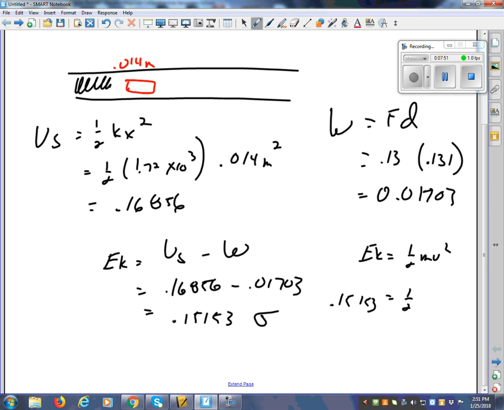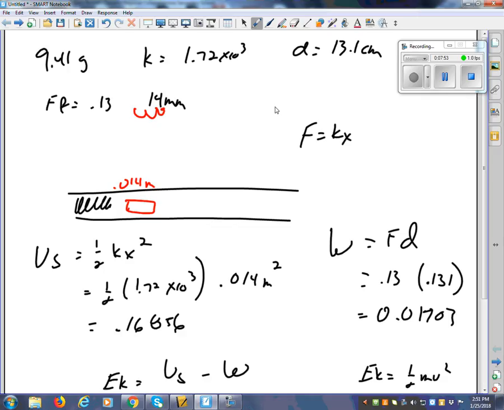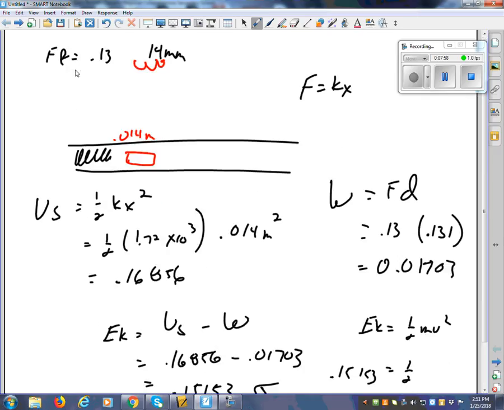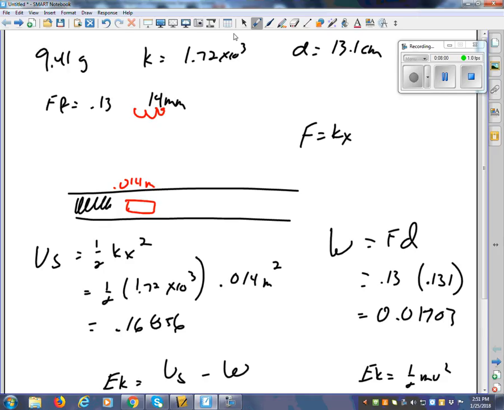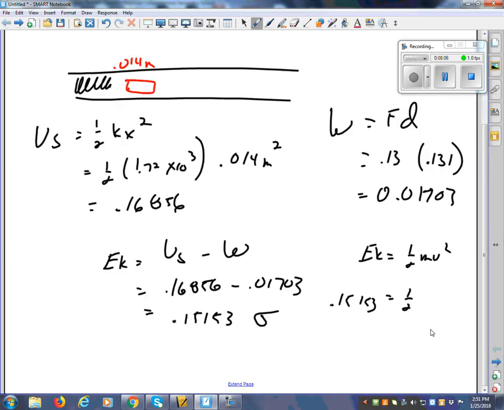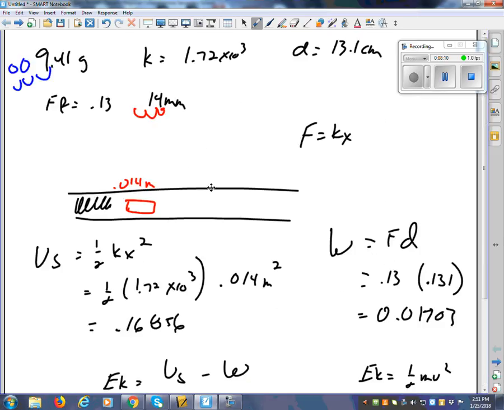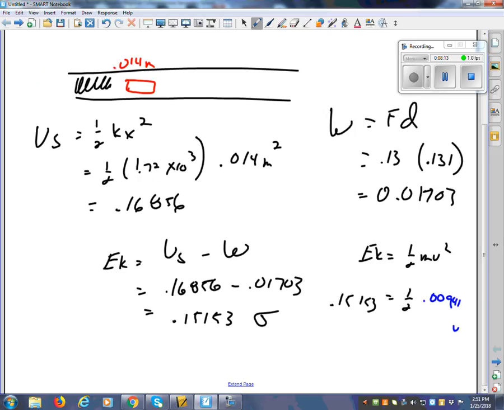The mass, what was the mass? 9.4. Now that's got to be in kilograms, right? Yeah. So that's going to be divided by 1,000. I've got to write that on my cheat sheet. I always forget that. Kilo means 1,000?